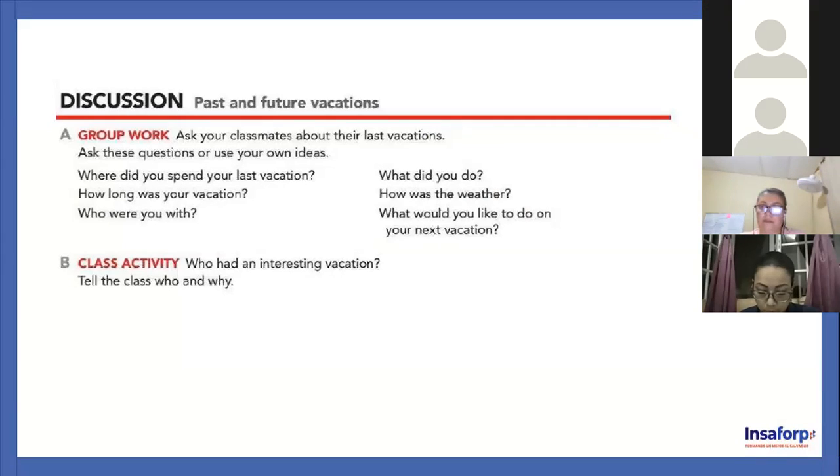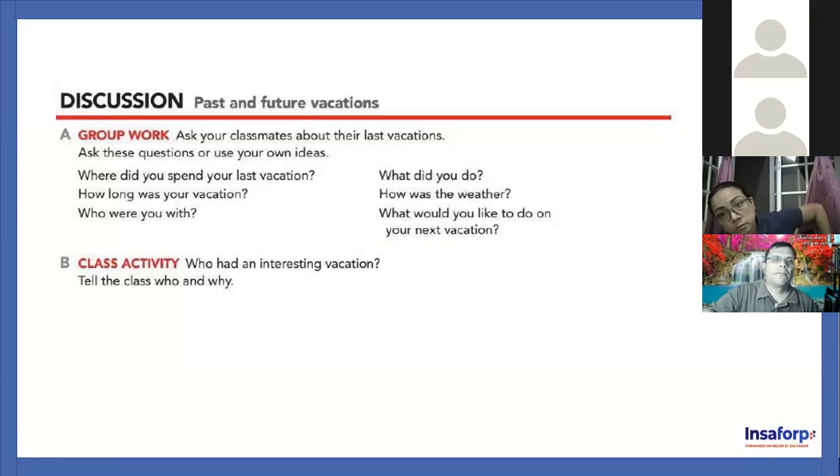Okay, go ahead, please. My information is about Maritza and Carpio, I remember. So, about Maritza, in her last vacation, she was raised in her house, and the weather was like a normal day, very hot, and she would like to visit her family and go to the beach in her next vacation. And about Carlos, he was playing soccer and he would like to travel to the USA in his next vacation.